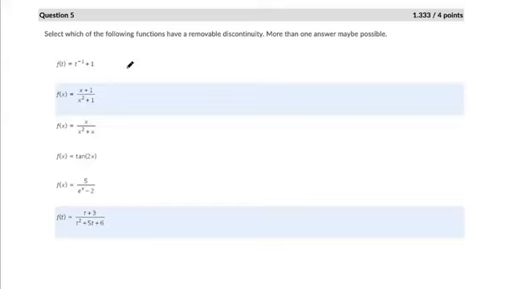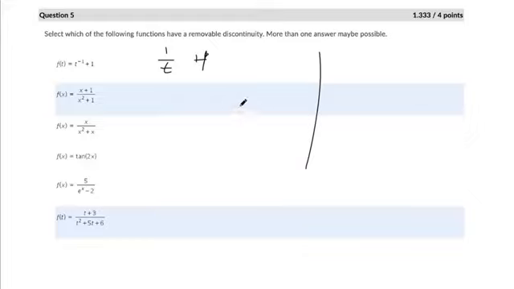F of t equals t to the negative first. So this is 1 over t, in other words. There's no factoring we can do to a numerator or denominator here, right? Even if you get common denominators, you're not going to make something cancel out up top and something cancel out on bottom. So this does not have a removable discontinuity. And at t equals 0, it's undefined, but it's an asymptote. It's not a hole.